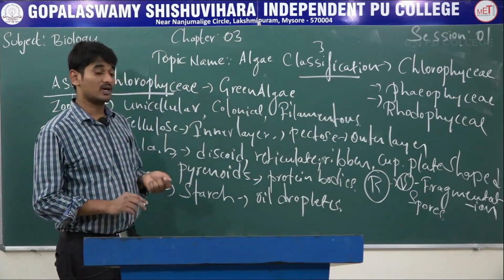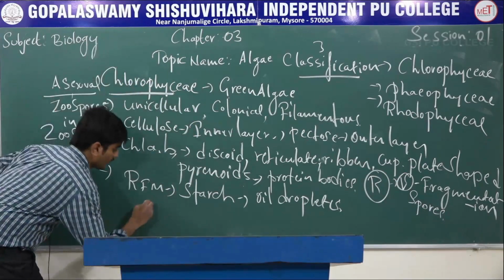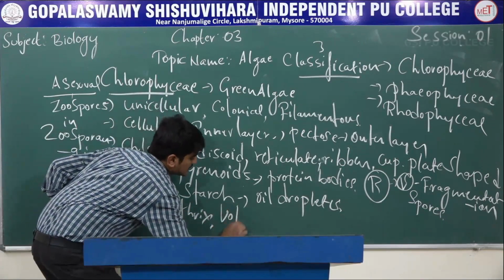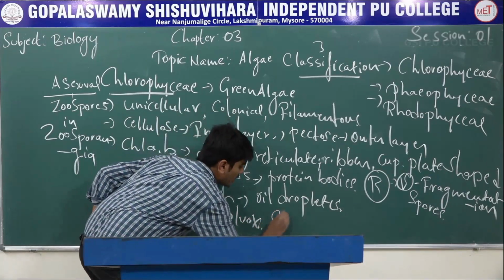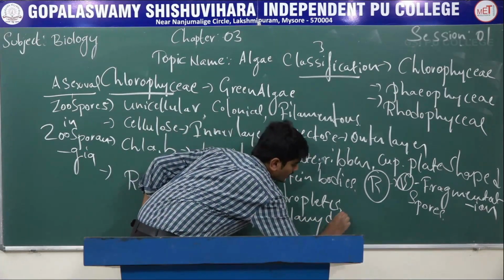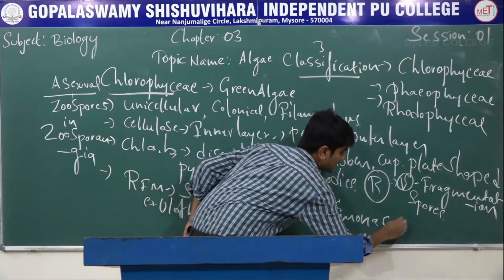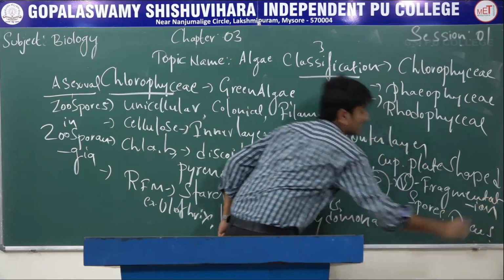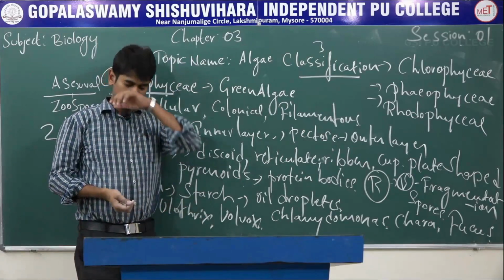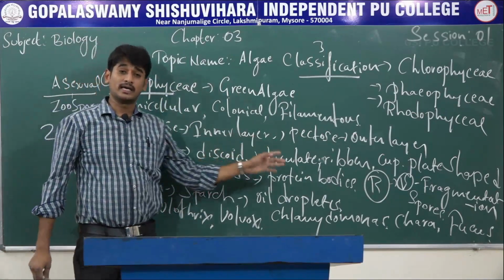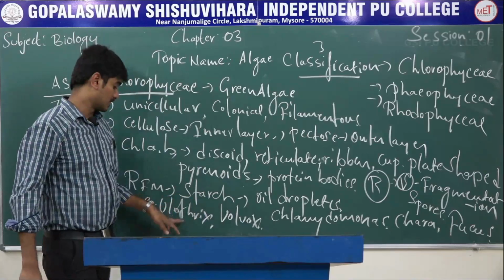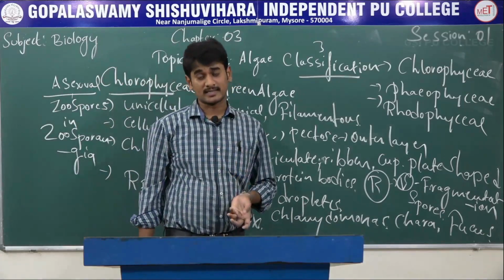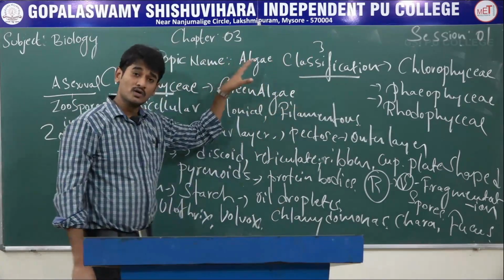Okay. Examples of chlorophycean members of algae: Ulothrix, Volvox, Chlamydomonas, Chara and Fucus. So these are all examples of chlorophycean algae. So this is all about chlorophyceae.